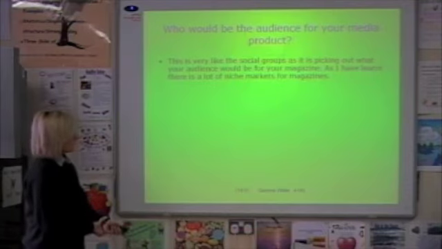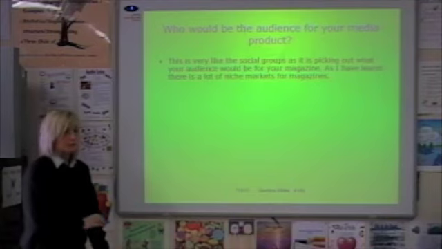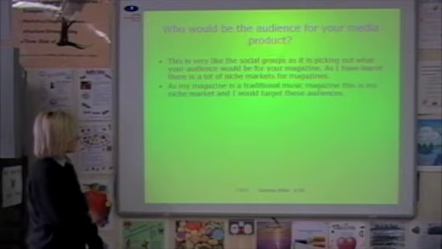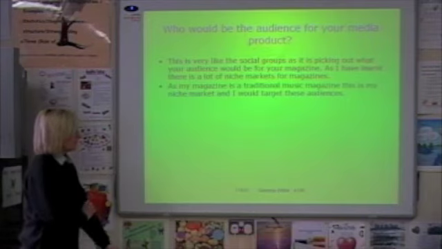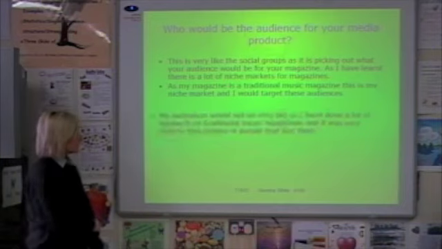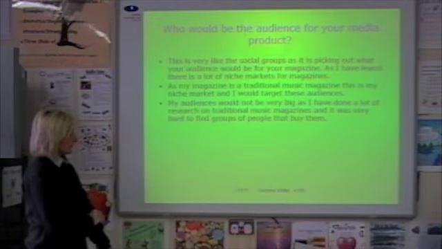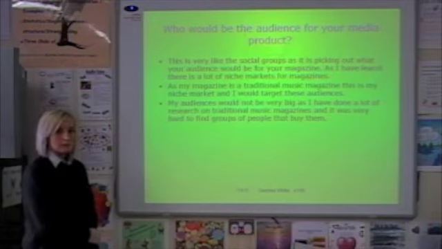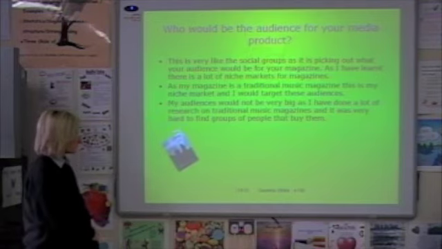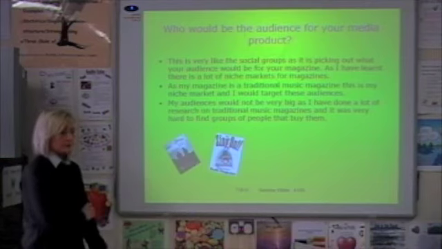This is very like the social groups, as it is picking out what your audience would be for your magazine. As I have learned, there are a lot of niche markets for magazines. As my magazine is a traditional music magazine, this is my niche market and would target these audiences. My audience would not be very big, as I have done a lot of research on traditional magazines and it is very hard to find groups that buy them. These are some magazines I've found, but it was very hard to get them.